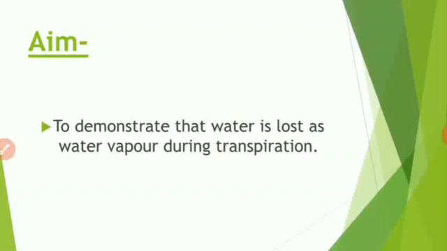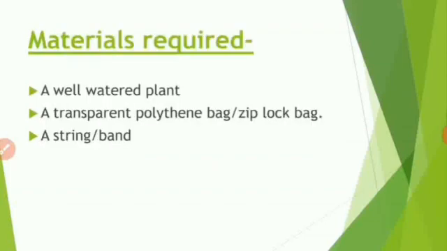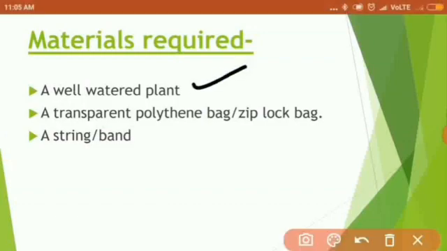The loss of water in the form of water vapor from the aerial parts of the plant is known as transpiration. And from which part it mainly occurs? From the leaves. So what materials will we require to perform this activity? A well-watered plant, a plant that has many leaves.